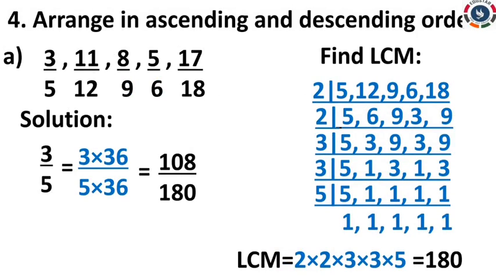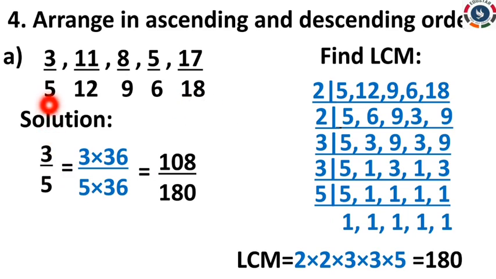A, 3 by 5, 11 by 12, 8 by 9, 5 by 6, 17 by 18. So the given fractions are unlike fractions, you want to convert into like fractions. So you want to find the LCM. So take all the denominators to find the LCM. And finally we get 180. So all the denominators you convert into 180.